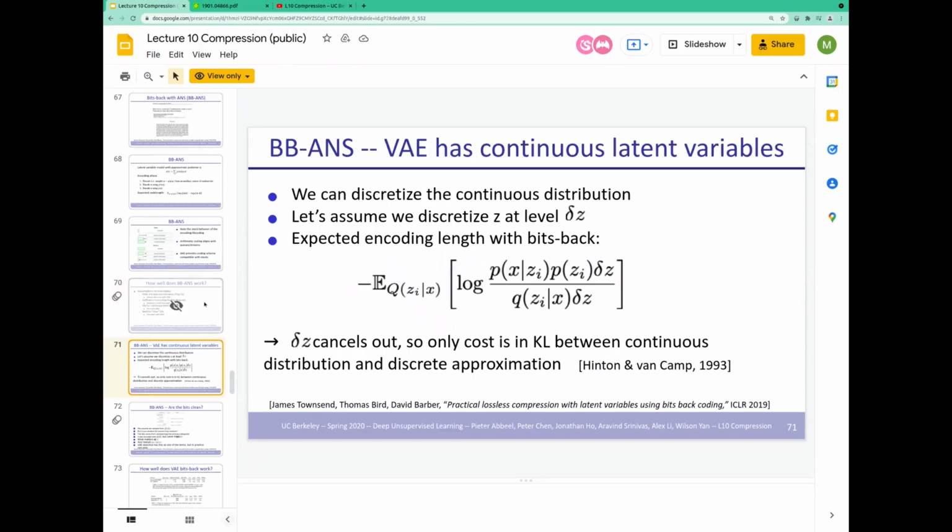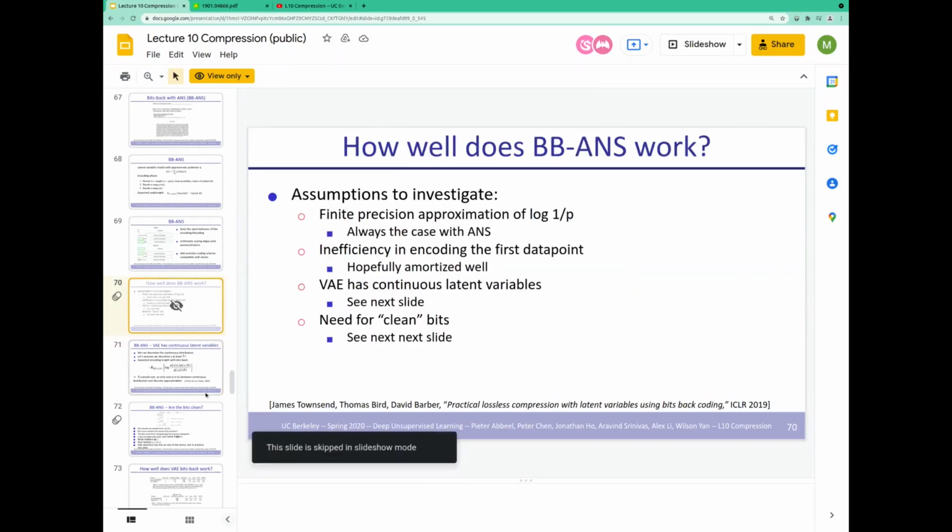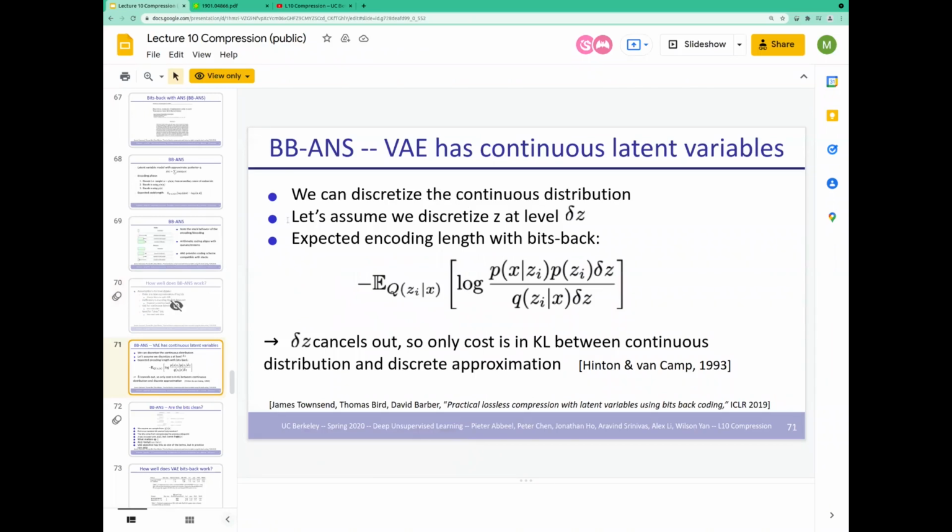So we discretize it. Discretize the continuous distribution of P, and then we discretize Z also. So that's the solution to it. And I expect that it should be fine because we'll still have lossless output for X, even though we discretize Z.